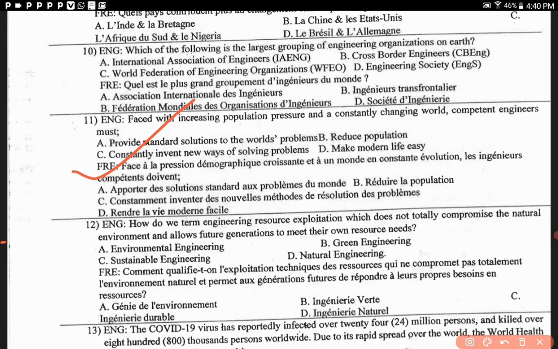Question 12. How do we term engineering resource exploitation which does not totally compromise the natural environment and allows future generations to meet their own resource needs? Simple. Sustainable engineering. Sustainable engineering is option C, right? Option C. Yes.